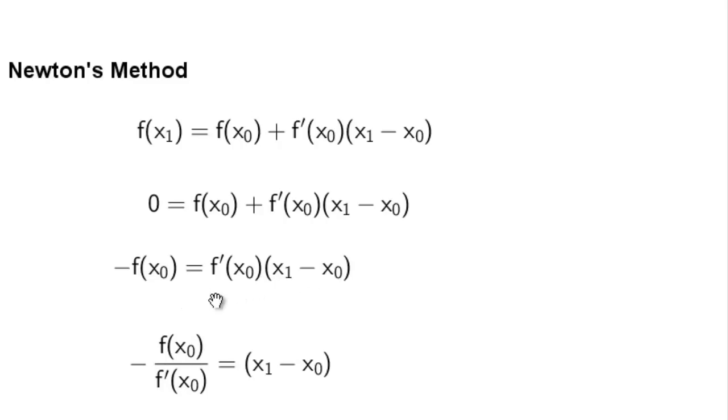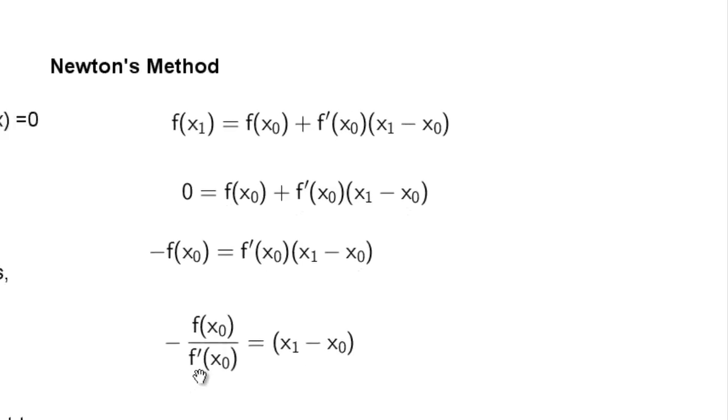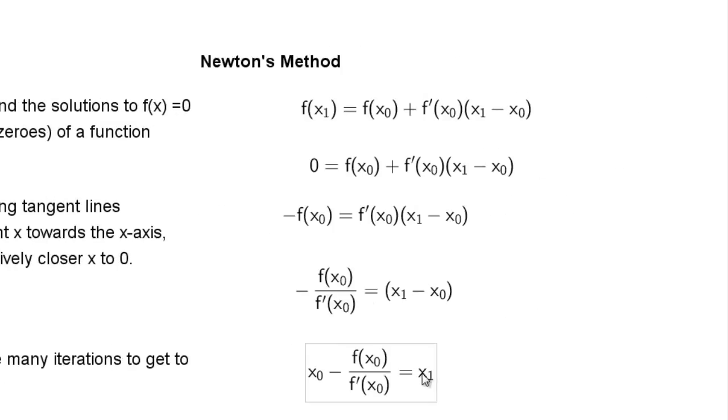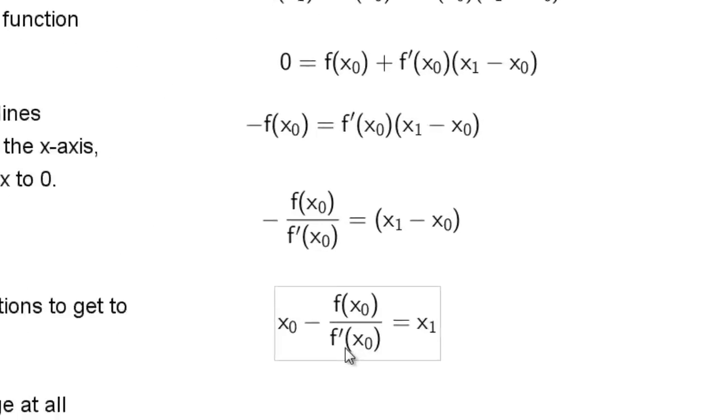So the next thing we're going to do is divide both sides by f prime of x0. When we do that, we're almost there to isolating x1. We get negative f of x0 over f prime of x0, notice the negative sign, equals x1 minus x0. Last thing to do is add x0 to both sides. And when we do that, we get that x1 equals x0 minus f of x0 over f prime of x0.